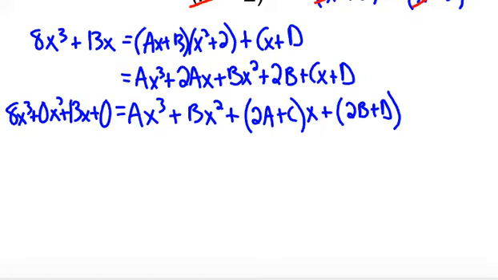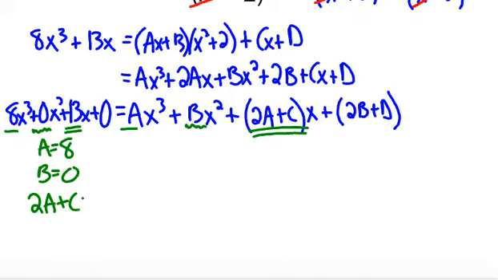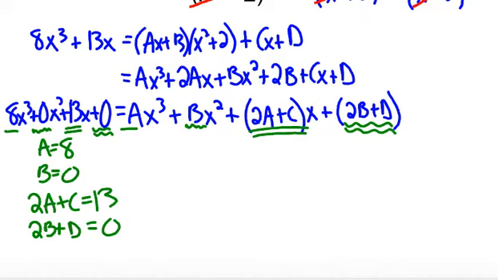So we can see that 8 is our coefficient with x cubed, and a is also a coefficient with x cubed, which means a equals 8. We have 0 for x squared and b for x squared, so b is equal to 0. 13x and 2a plus c, so we know that 2a plus c equals 13. And finally, we have 0 as our constant and 2b plus d equals 0.